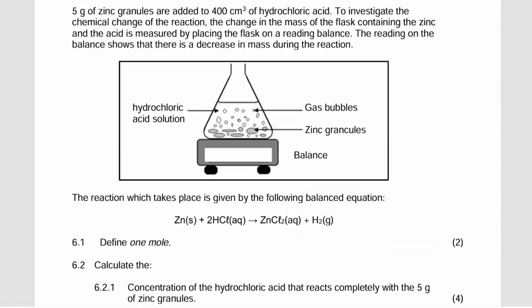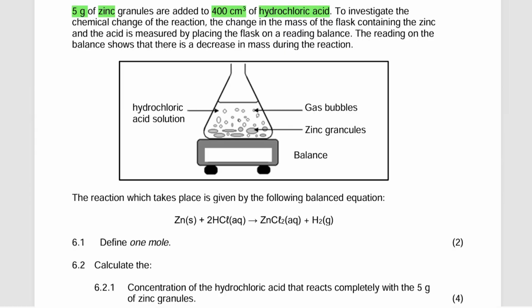Okay, we're having 5 grams of zinc there, added to 400 cubic centimeters of hydrochloric acid, that's our HCl. Then to investigate the chemical change of the reaction, the change in the mass of the flask containing the zinc and the acid is measured by placing the flask on a reading balance. Then the reading on the balance shows that there is a decrease in mass during the reaction, right?